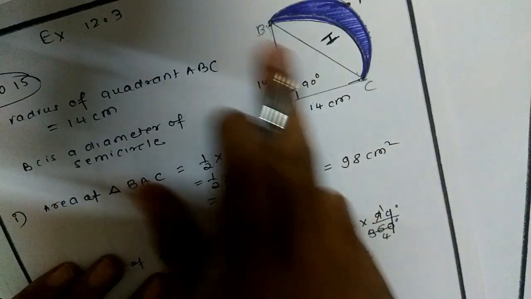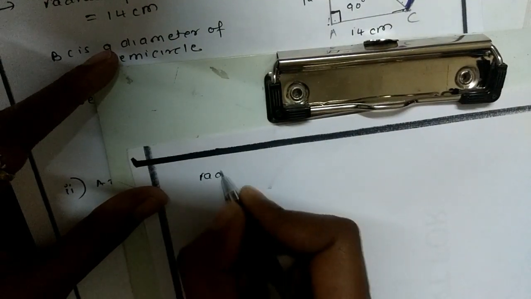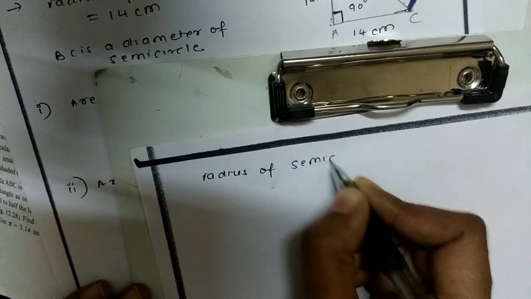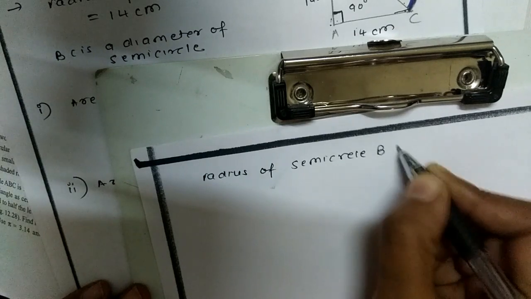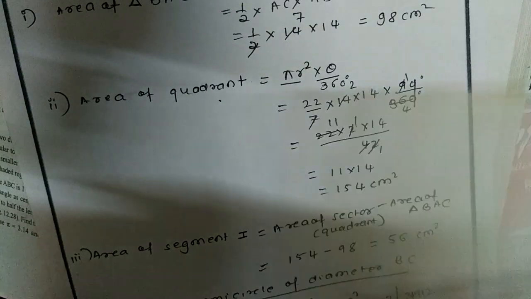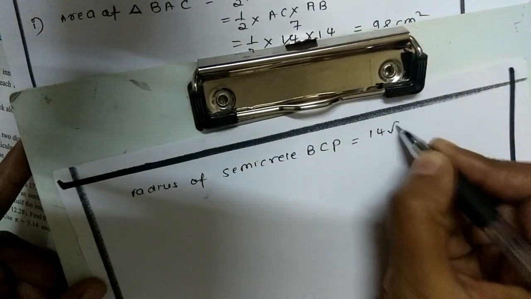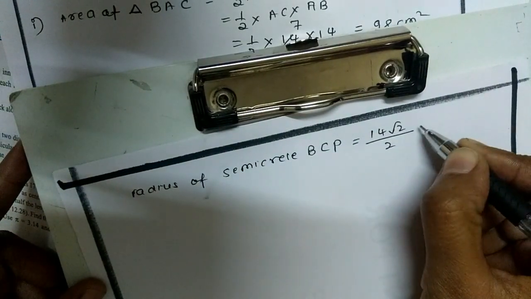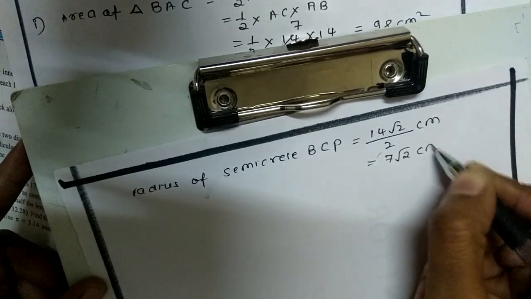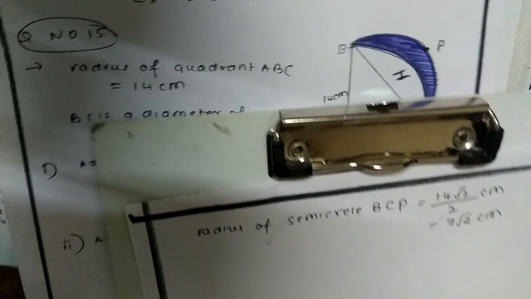So BC is your diameter. We need to find out its radius. So the radius of the semicircle, which I have named BCP or BPC: the diameter is 14 root 2 divided by 2 centimeter. So that is 2 ones are 2, 2 sevens are 14, so 7 root 2 centimeter. Once you get the radius here, you can find out its area.